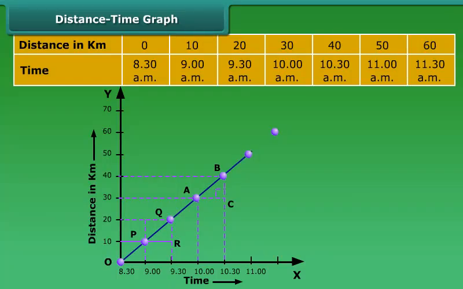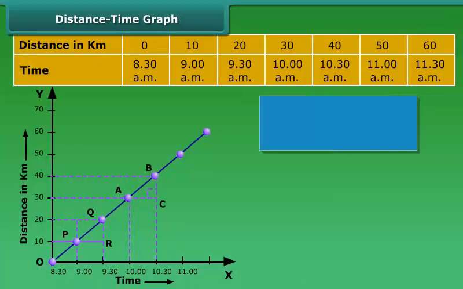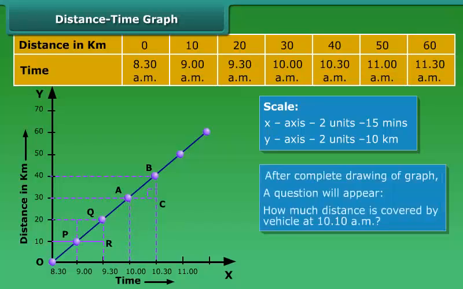Mark values for the time and the distance on the respective axes. Now plot the points on the graph paper, each point representing a specific combination of distance and time values. Join all the points on the graph to get a linear distance-time graph, which shows that the vehicle is moving at a constant speed. From this graph, we can calculate the distance covered by the vehicle at a particular moment.